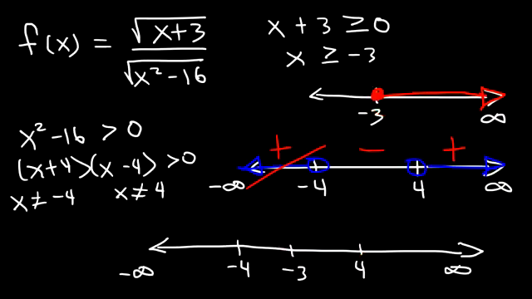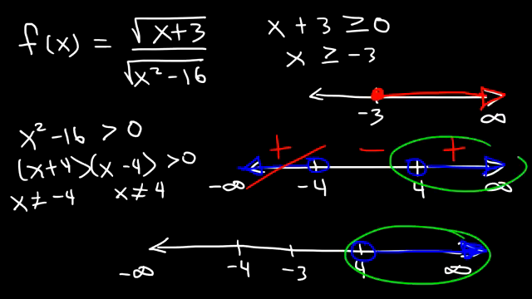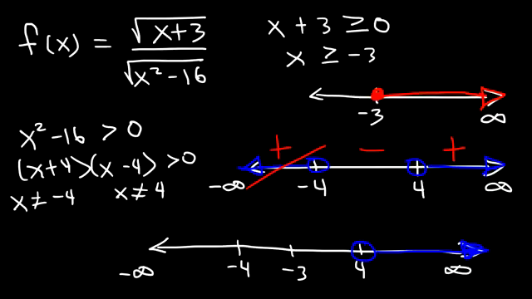So therefore, the answer has to be from 4 to infinity. This region is true for both number lines. This region here applies to this number line and also this one as well, because somewhere between negative 3 and infinity, there's a 4. Now it has to be an open circle, not a closed circle. So 4 to infinity overlaps for the square root on top and also the square root on the bottom. So that's going to be the answer. The domain is going to be 4 to infinity.